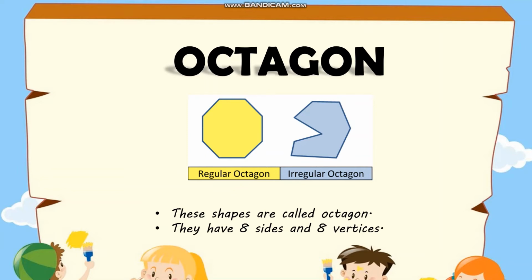The difference is that for regular octagon, the lengths of the sides are equal, while for irregular octagon, the lengths of the sides are not the same. So let's count the number of sides. 1, 2, 3, 4, 5, 6, 7, 8.